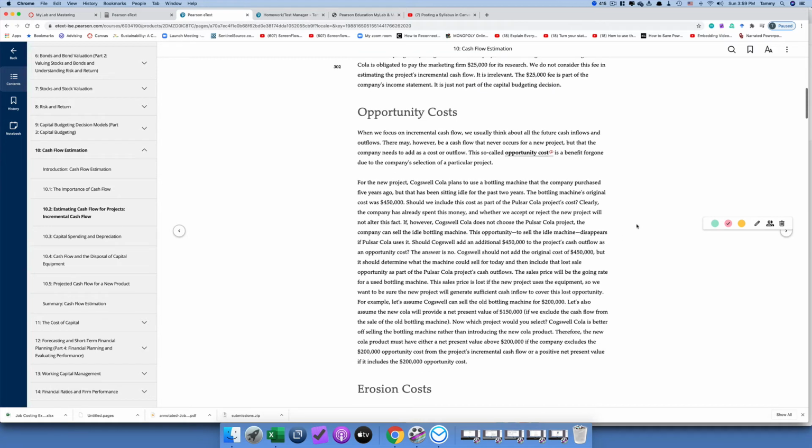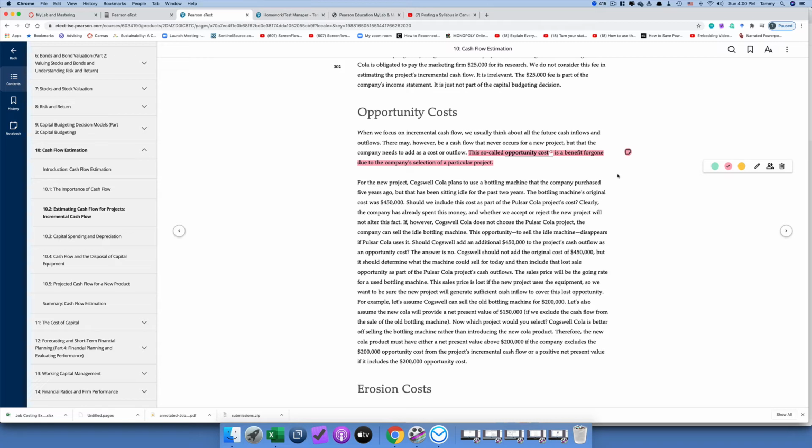Now, another really important one, and you'll see this in your final project, the net present value of your education, is opportunity cost. Now, opportunity cost is the cash flow that you give up by selecting the project, right? So they use the word foregone, right? So it's a benefit foregone due to the company's selection of a particular project. That means you give it up, right?